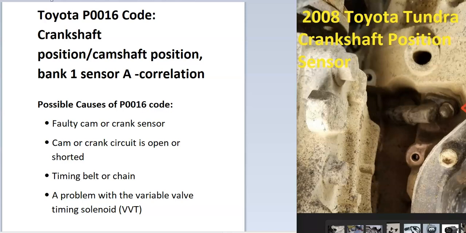So today I'm talking about a Toyota with the P0016 code, what it is and how you go about fixing it. So what is a Toyota P0016 code? Well, it's a crankshaft position, camshaft position, bank one, sensor A correlation. And what does this mean?